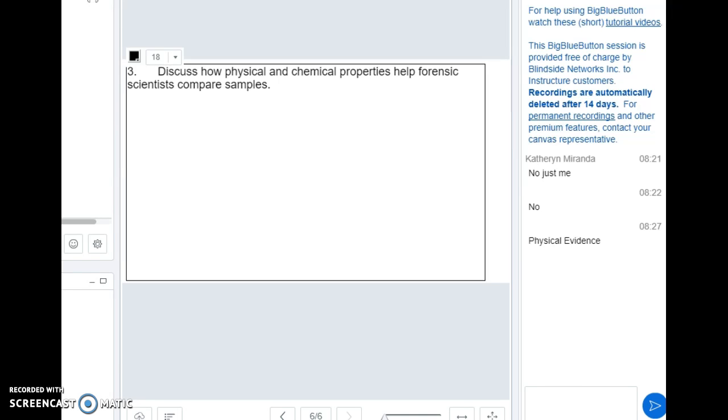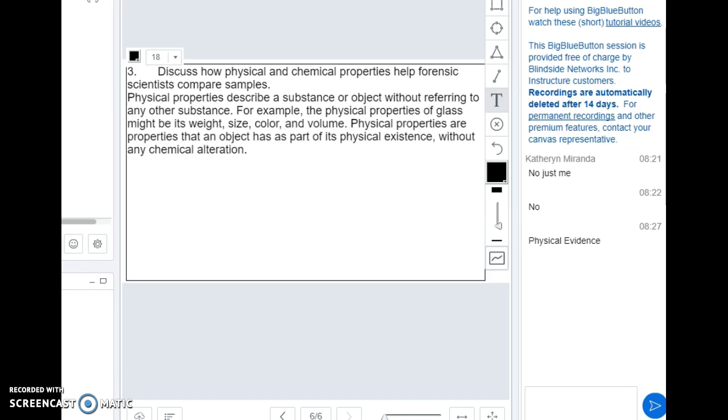They're things that you can see. They're characteristics that you can see. So think of your senses when we're talking about physical characteristics, physical properties. We're talking about color, size, weight, and if it's a liquid, we're talking about volume. So those are all parts of a physical property. And then chemical properties.